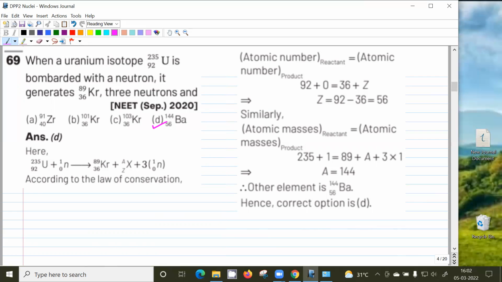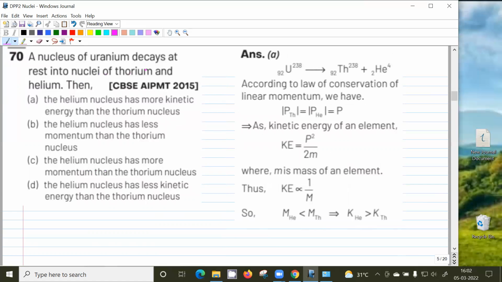Okay. Yes, sir. This one, nucleus uranium decays at rest into nuclei of thorium and helium. Okay. So helium nucleus has more kinetic energy. As soon as you read this, you have to note this one at rest. Initially it's at rest. Uranium is at rest. Helium has more kinetic energy than thorium nucleus. Helium nucleus has less momentum than thorium. Helium nucleus has more momentum than thorium nucleus. So basically, you have to have an idea of the kinetic energy and momentum of the products. Okay, so initially it's at rest.